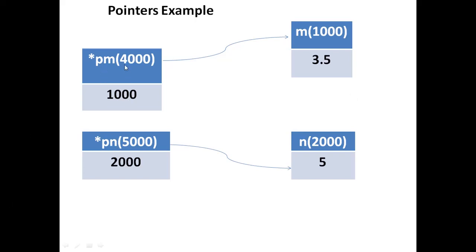They have their respective addresses. So pm is having address 4000, pn is having address 5000. pm is pointing to m, that means it contains the address of this memory location m. Similarly, pn is pointing to n, that is, it is storing the address of memory location n.